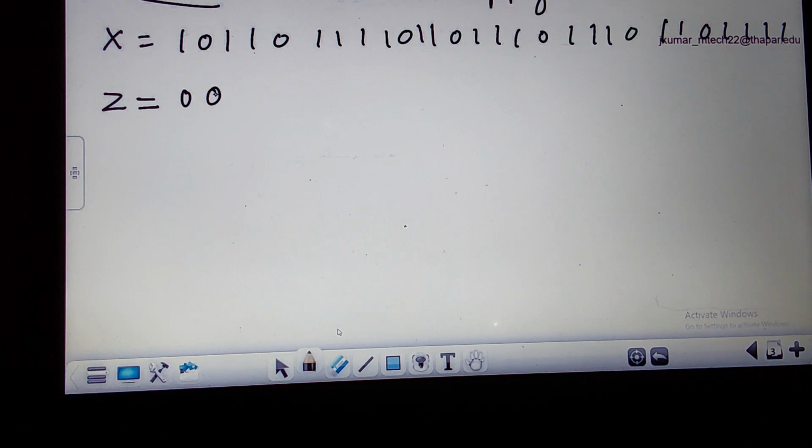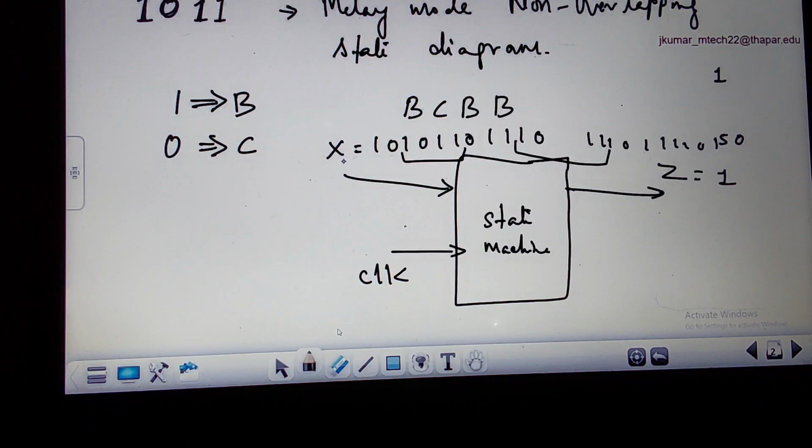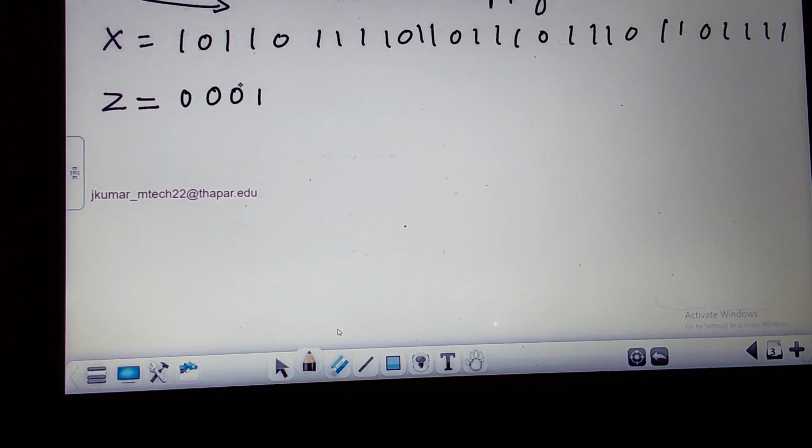So the output is 0, 0, 1. This pattern matches here. I'm coming from this side, so I'm taking this as the MSB and this as the LSB. To my state machine, I'm giving the first input 1. Next I'm giving 0. Next 1. Next 1. If I give this pattern to my state machine, whenever this pattern matches, the pattern should be detected so that Z becomes high.